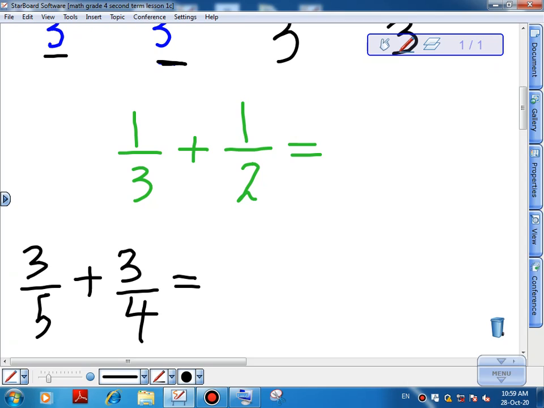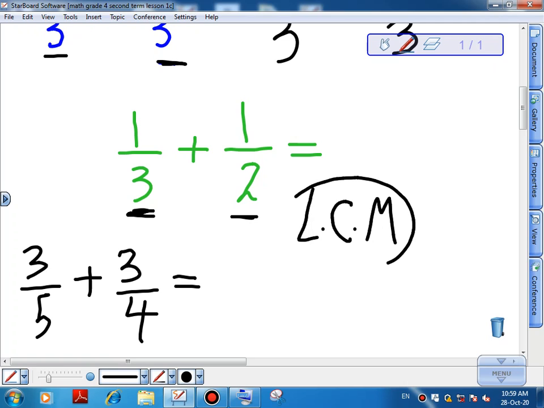But now we have 1/3 plus 1/2. We have different denominators, 3 and 2. In this case, we search for the lowest common multiple of both these denominators. The lowest common multiple of 2 and 3, we just multiply 2 and 3. It's very simple. Multiply 2 by 3 equals 6. So the lowest common multiple will be 6.